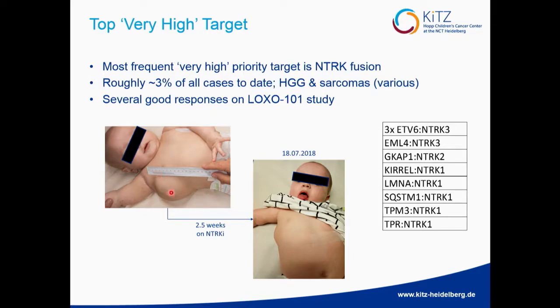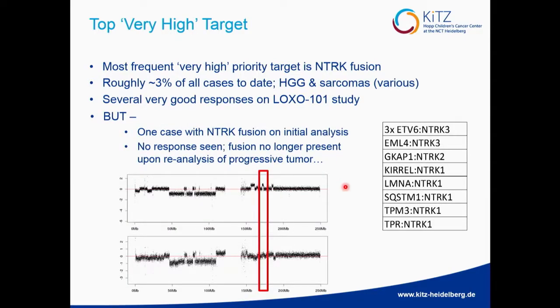So this is a case that we got referred to from Israel, where we identified an NTRK fusion, and the patient is now put on the NTRK inhibitor, and this was the result after 2.5 weeks, after an unsuccessful chemotherapy where the tumor kept growing. This is one of the things that, as an oncologist, makes me much more happy than having another publication on top of what we already have.